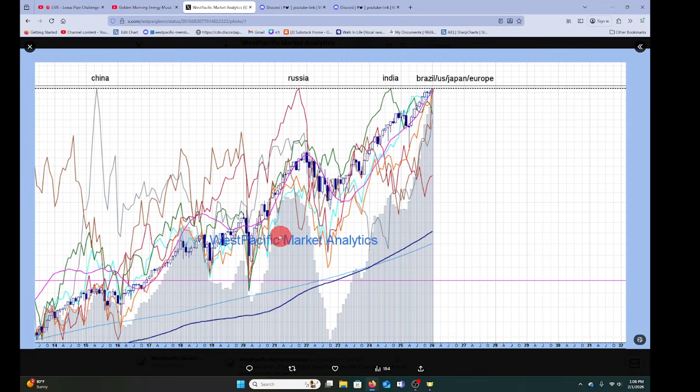And I find this model I put up interesting. This is China topping back here in 2015 and has never seen new highs. Here's Russia topping in 2021, never seen new highs. Here's India topping in 2024. So there's your BRICS. And now we've had Brazil, the US, Japan, and Europe all topping at the same time.